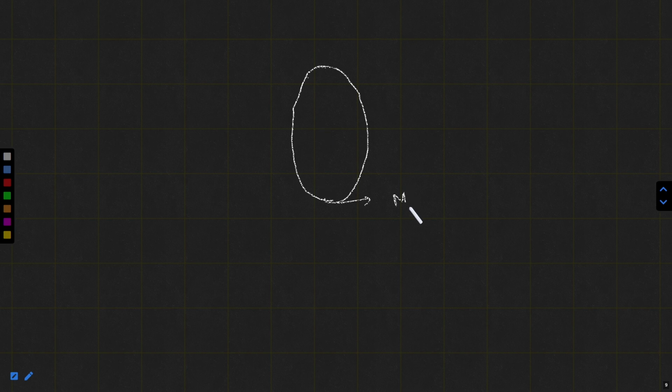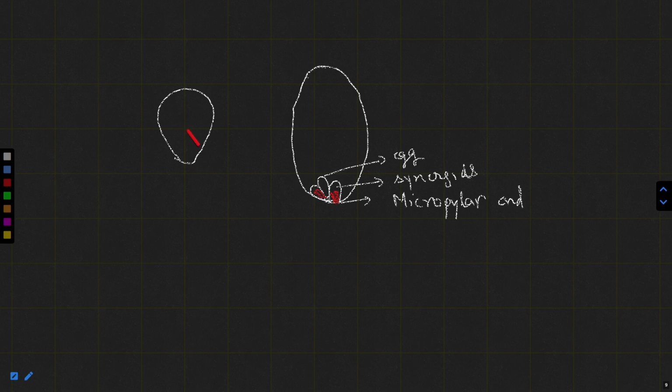So suppose this is the micropylar end. At the micropylar end, the egg cell is present and these are the synergids. This large one is the egg cell and these two are the synergids. Now the synergids consist of the filiform apparatus, which I am drawing in red. So these are the filiform apparatus present in the synergids. If this is the synergid cell, it consists of this filiform apparatus.